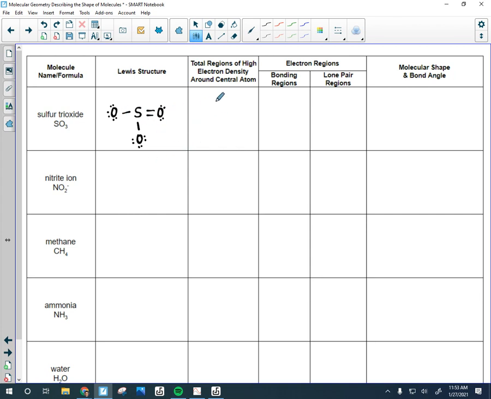Now, around the central atom, I would say there are now 3 regions of electron density, each of the 3 bonds. So 3 bonding regions and 0 lone pairs. The sulfur doesn't have any lone pairs on it. Okay. So let's use the models again to try to figure out the shape.